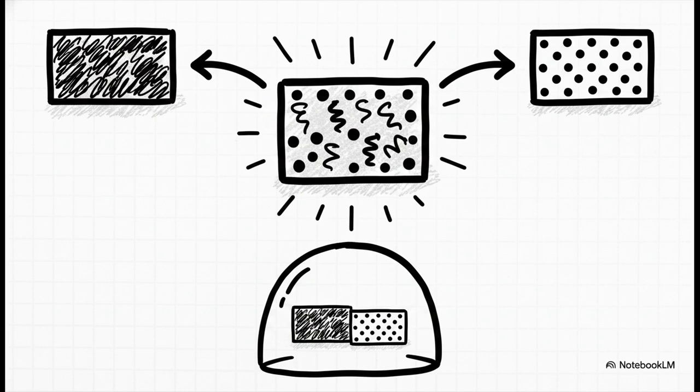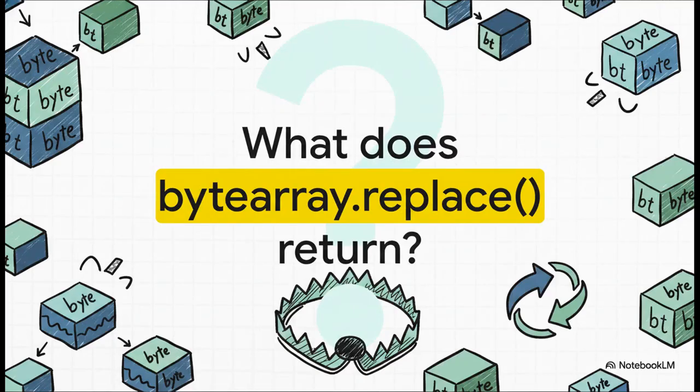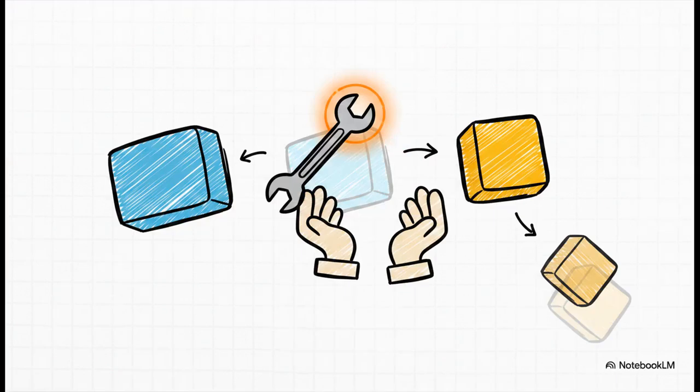Safe and predictable. Okay, question 2. Testing that final trap we just looked at. What does the bytearray.replace method actually return? It returns a new byte array. Despite the object itself being mutable, the replace method does not modify it in place. You absolutely must reassign the result to a variable, or your changes are literally lost forever.